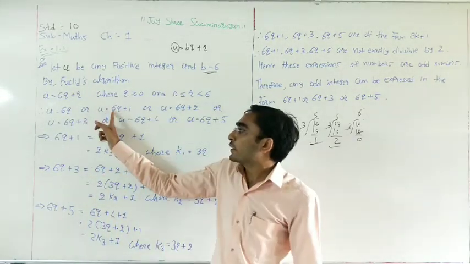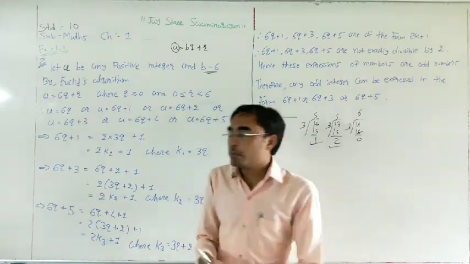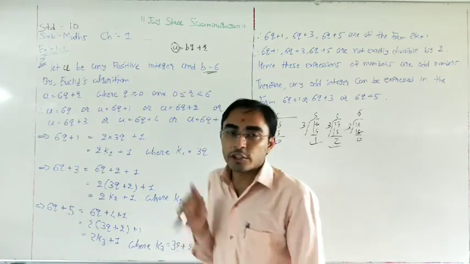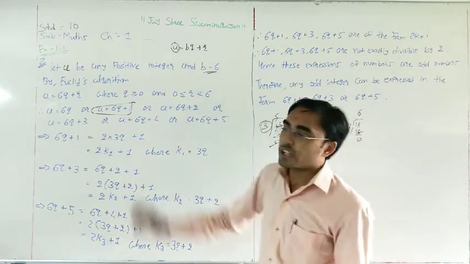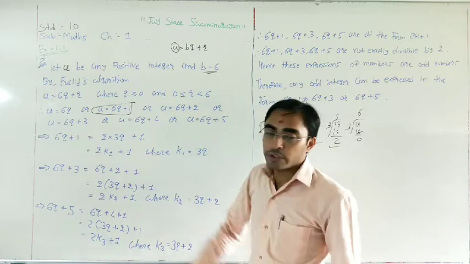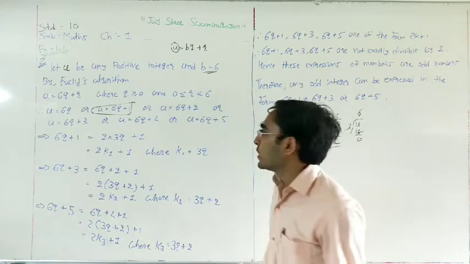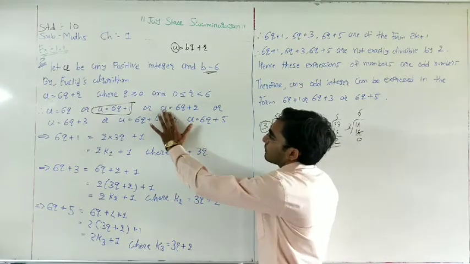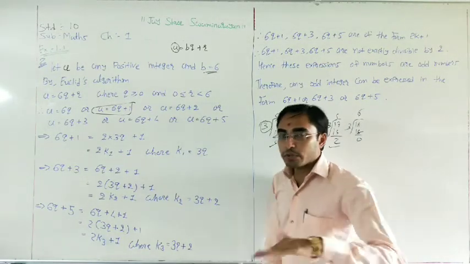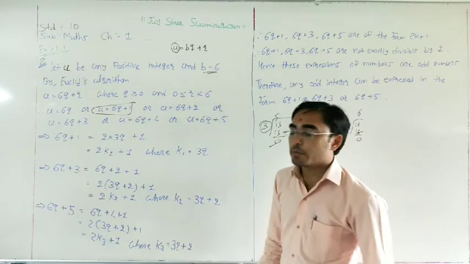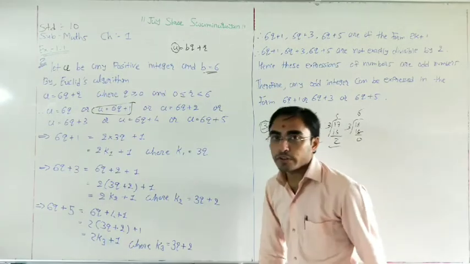Now here 6q plus 1. 6q is an even number. If you add 1 to an even number, it becomes an odd number. So this is a possibility of an odd number. Next, a is equal to 6q plus 2. Again 6q is an even number, and even number plus 2 is always an even number. So right now we do not want this possibility, and we do not consider it here.